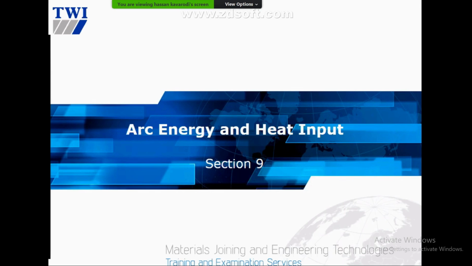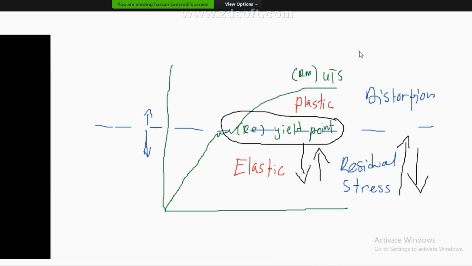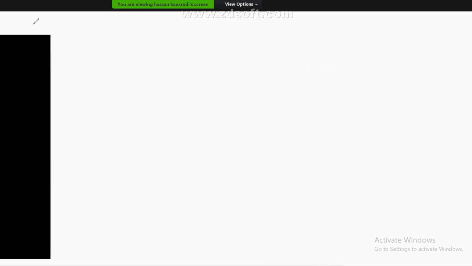All right, continue with the last topic tonight, which is arc energy and heat input. Before we start, I would like to explain from the whiteboard. So I'm going to discuss two things here about the heat input.